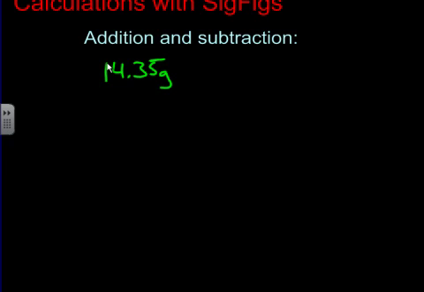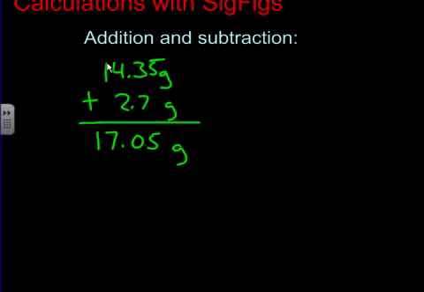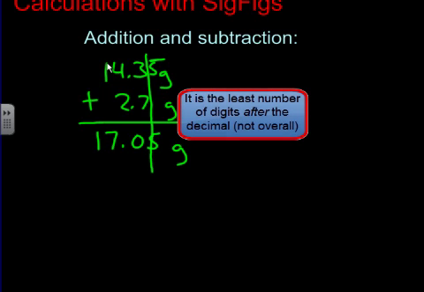So there are a couple of different ways to do calculations. The first one I'll show you is addition and subtraction. They use the same set of rules. So we're going to add 2 numbers here, 14.35 grams to 2.7 grams. We punch that into our calculator and we get 17.05 grams. Now, what this shows is that my answer is more precise than one of my measurements, and that's why we do sig figs. That can't count.